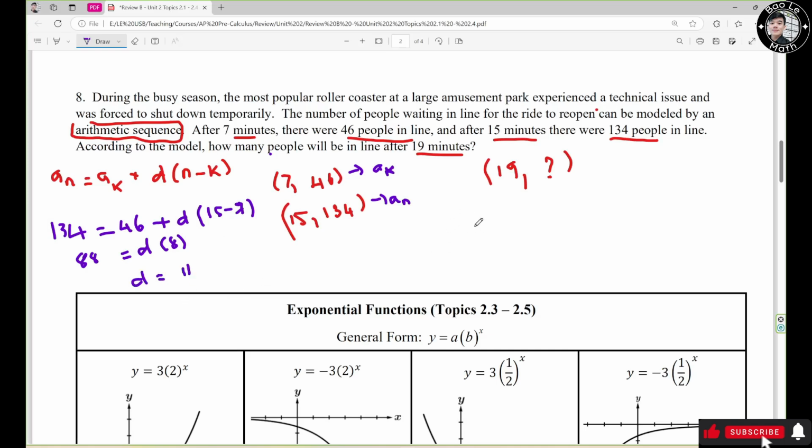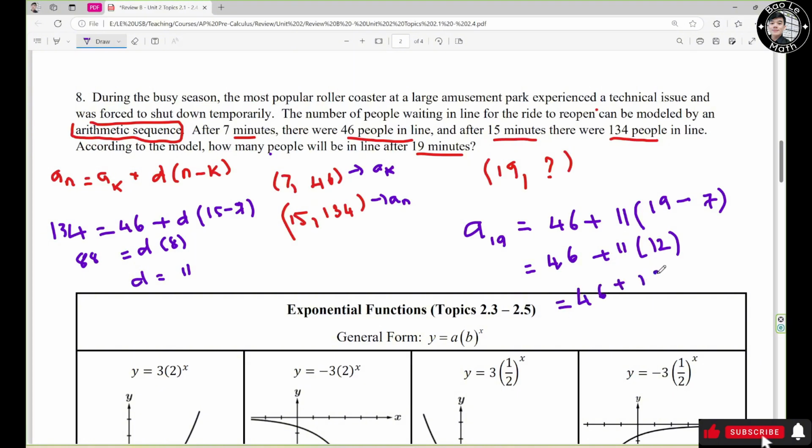Now we have a sub 19 equals a sub k. We can use this one as a sub k. It's going to be 46 plus the common difference, 11, times 19 subtract 7. So it's going to be 46 plus 11 times 12, right? So it's 46 plus 132, so it's 178.